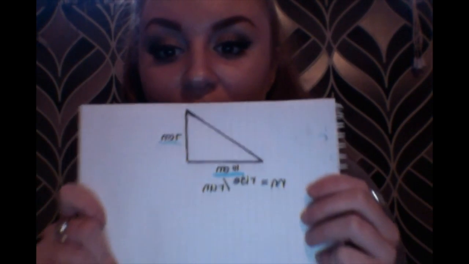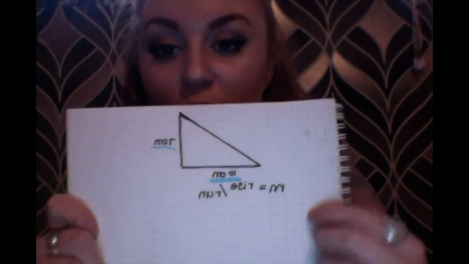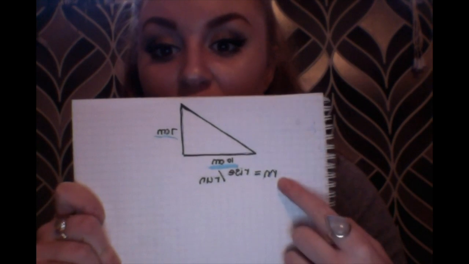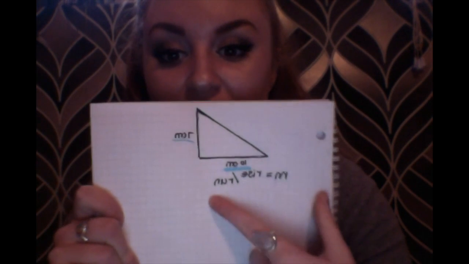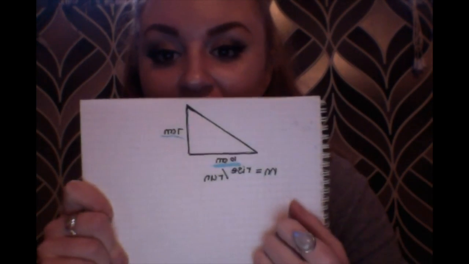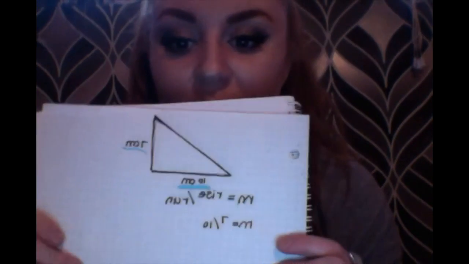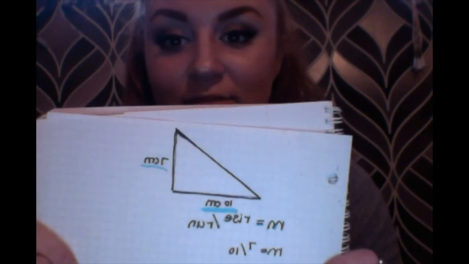So knowing that, you're going to move on to the formula. Slope equals rise over run. So again, this is rise and this is run. So if we do it step by step, it will be something like this. Slope equals 7 out of 10.